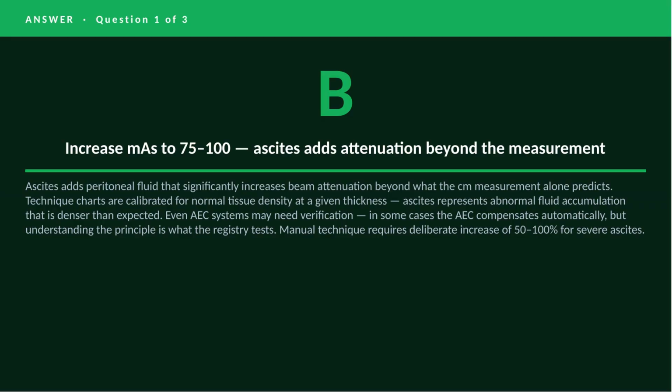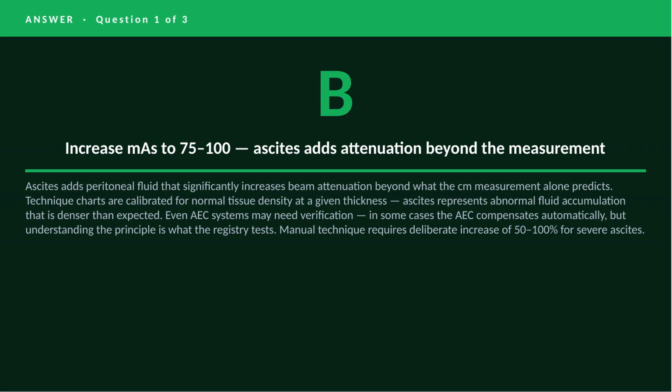The answer is B. Increase MAS to 75 to 100. Ascites adds peritoneal fluid that significantly increases beam attenuation beyond what the centimeter measurement alone predicts. Technique charts are calibrated for normal tissue density. Ascites adds abnormally dense fluid on top of that.